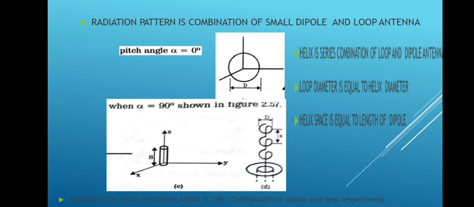Then the radiation pattern will act like a dipole; the same thing happens here, a short dipole. Therefore the radiation of the helix in normal mode is a combination of dipole and loop, which depends completely on the pitch angle. If the pitch angle is 0, it acts as a loop. If the pitch angle is 90 degrees, it acts as a short dipole. So this is about the normal mode operation.